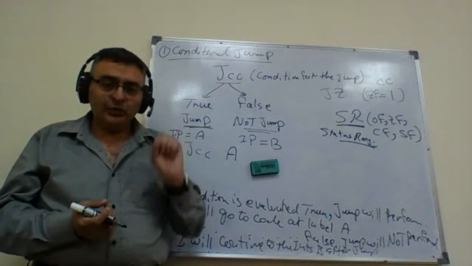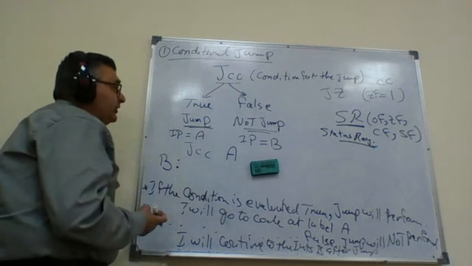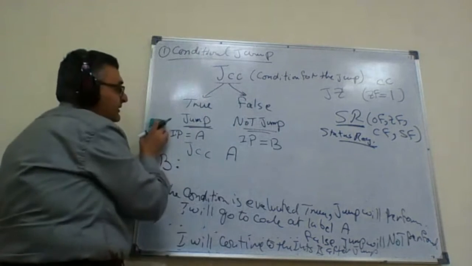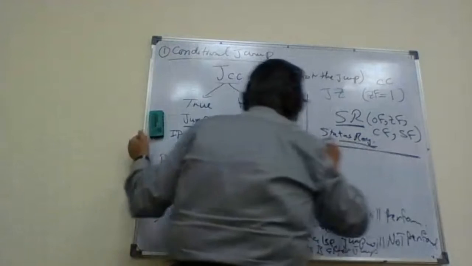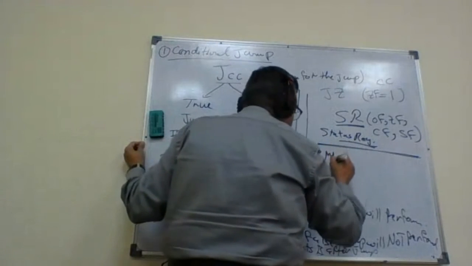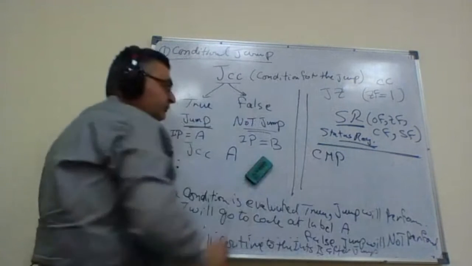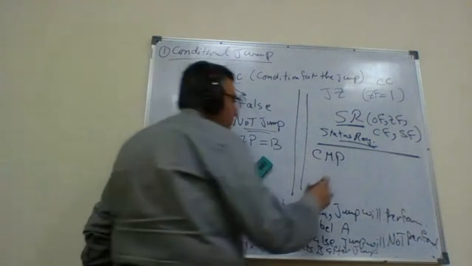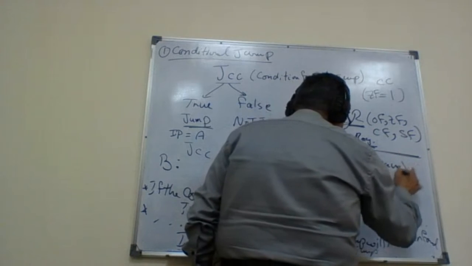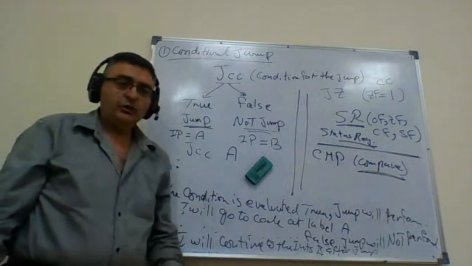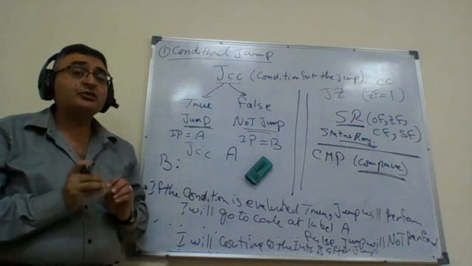Usually there is one instruction that is always associated with the conditional jump instruction. This instruction is called the compare instruction, CMP. So right now we need to learn a new instruction called the compare instruction. What is the compare instruction? The compare instruction is identical to the sub instruction.